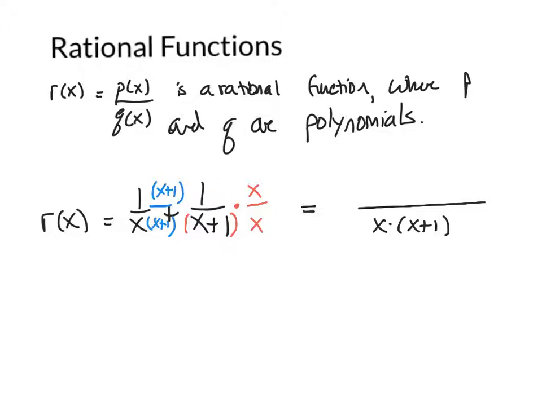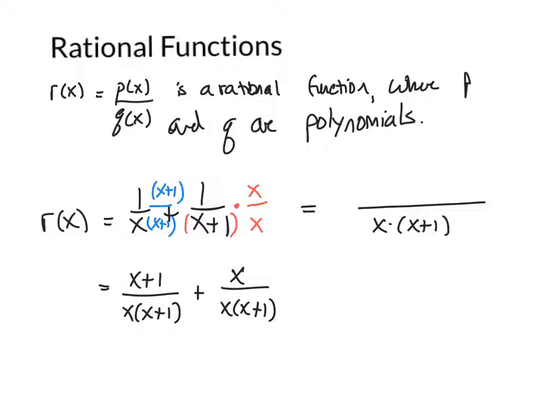Okay. So let's think about this. What do I get? So this is equal to x plus 1 divided by x times x plus 1, plus x divided by x times x plus 1. And so if I bring those two together, what I've done is I've now created 2 fractions that have a common denominator. That denominator is x times x plus 1.